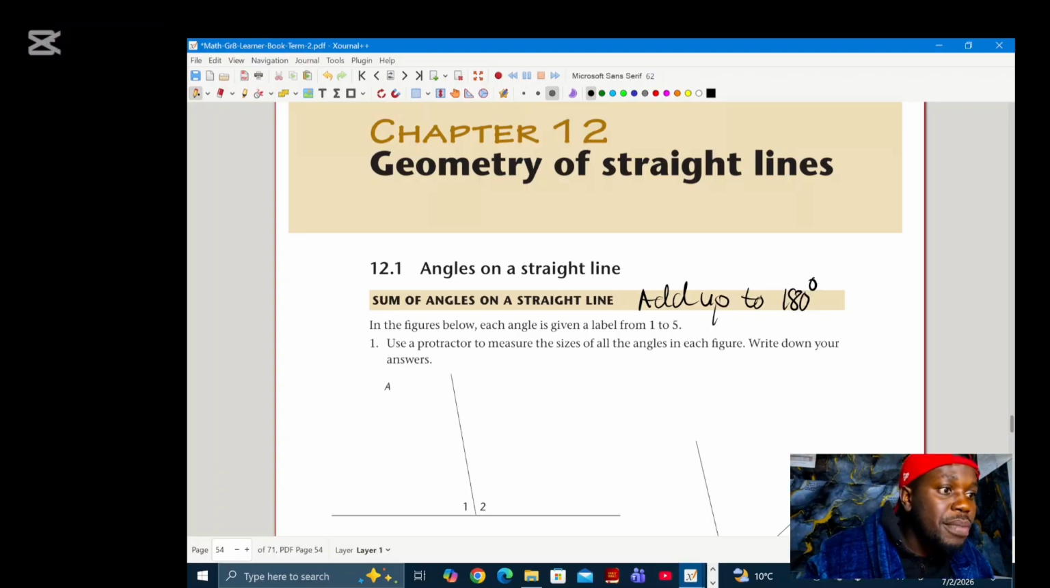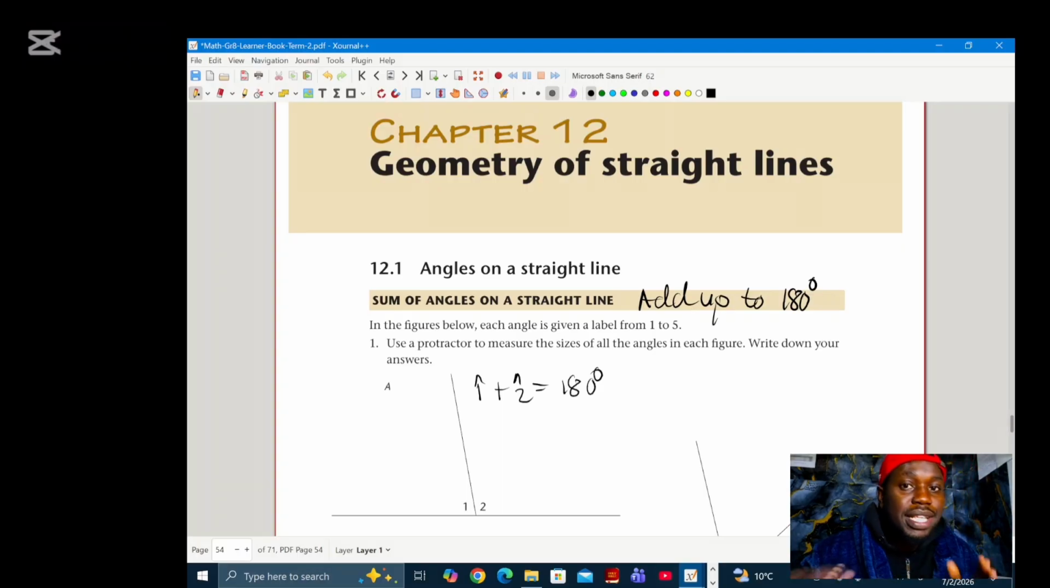What do we mean? If we are ever given a straight line, for example in this diagram here, all the angles on the straight line must always add up to 180 degrees. It means angle 1 plus angle 2 must add up to 180 degrees. When you're doing these, you always have to give a reason. Our reason is: angles on a straight line. This is the shortened form of sum of angles on a straight line add up to 180. So when you say angles on a straight line, we already know what you are saying.